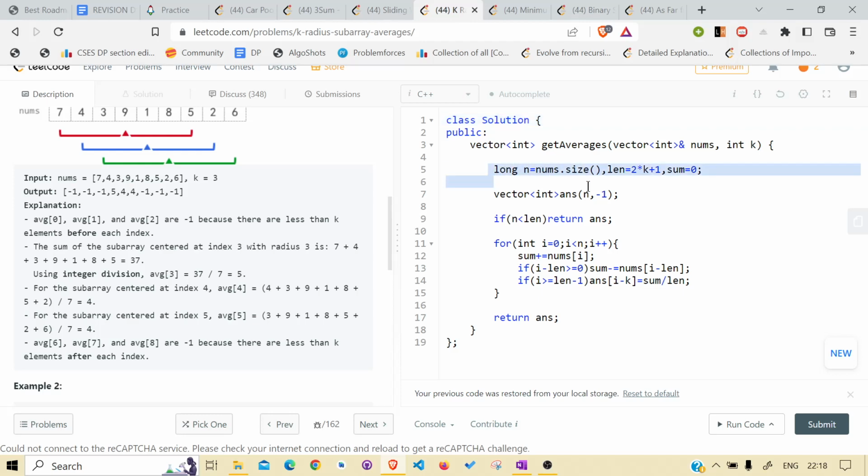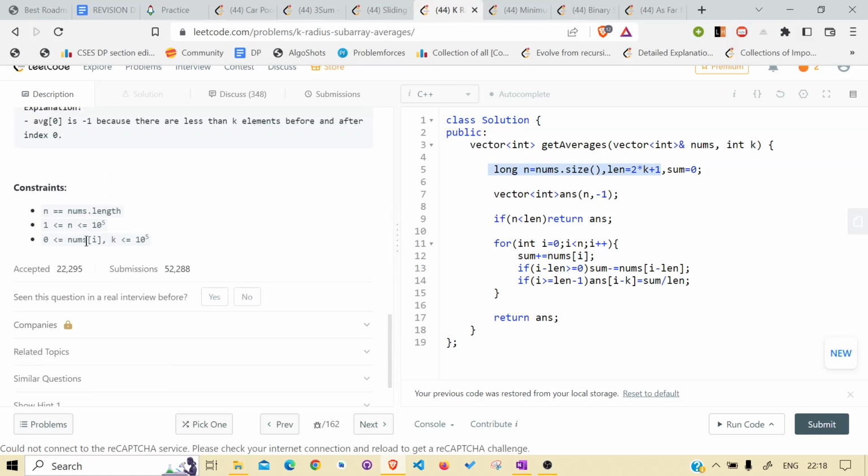Just use long, because the sum can hit 10 to the power 5. Long vector for answer, to store our answer; we already stored -1 everywhere. It will be easy. If n is less than length, what is length? Length of our window, 2k plus 1. If n is smaller than that, then we cannot have even one k size window.